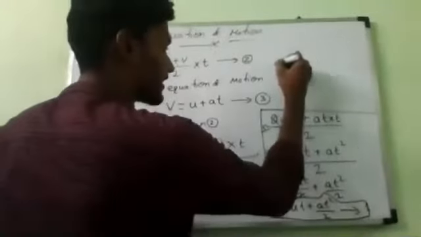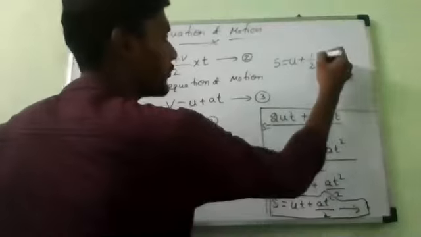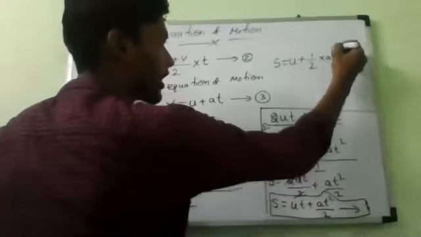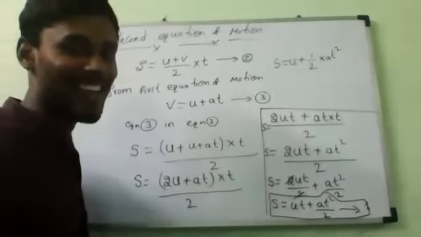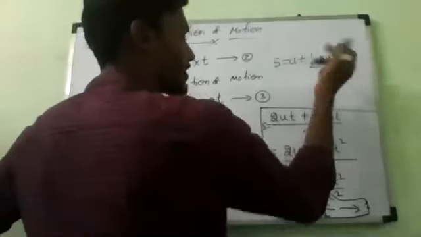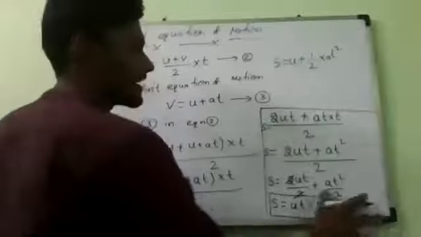But you may have written it like this: S is equal to UT plus half into AT square, or AT square by 2. Are both the same or not? 1 into AT square divided by 2 is the same. Yes or no? Yes, sir. That is only the second equation.